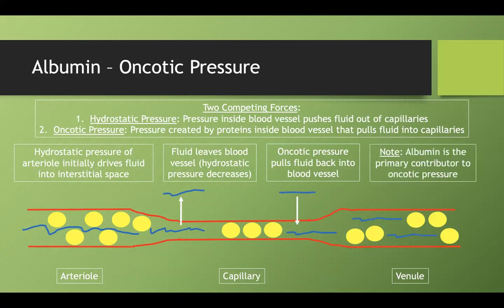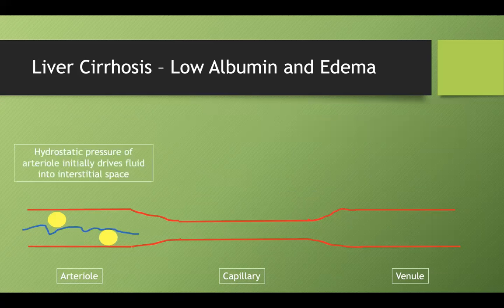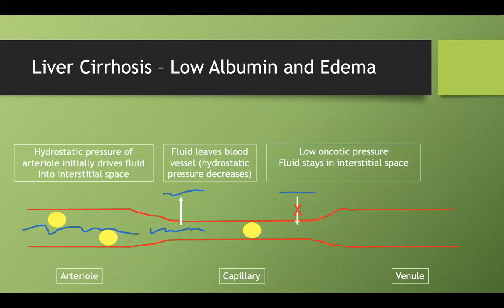The problem is that in liver cirrhosis, we don't have enough albumin to start. And so we're losing a lot of that oncotic pressure. So the first thing that still happens is that the hydrostatic pressure will push that fluid out. But then as we get back down to the post-capillary venule, we have a very low oncotic pressure. And so there's no driving force to pull that fluid back in. And so that fluid will stay in the interstitium and you'll end up with edema.